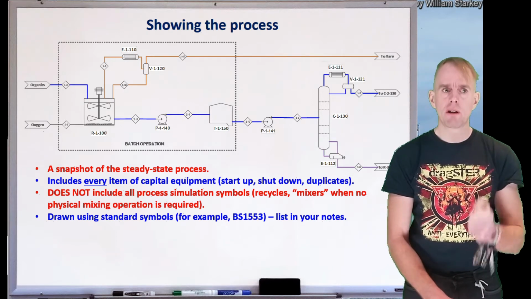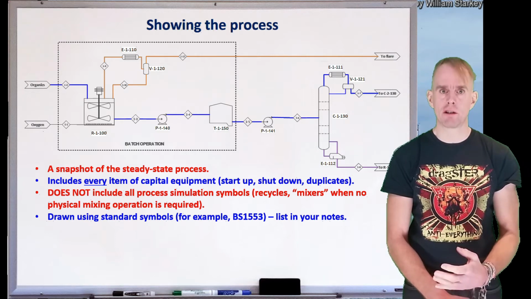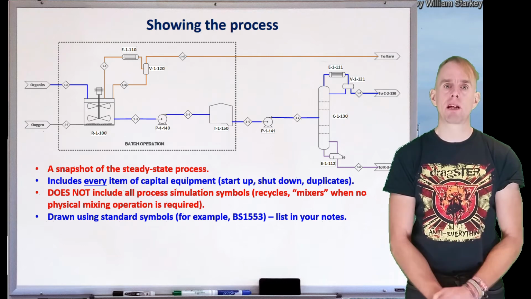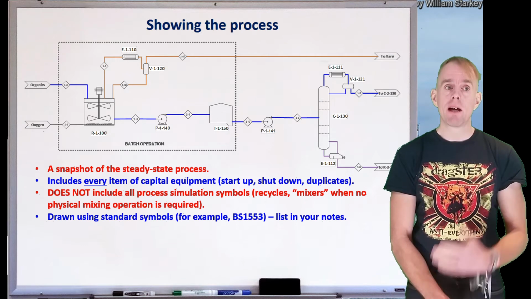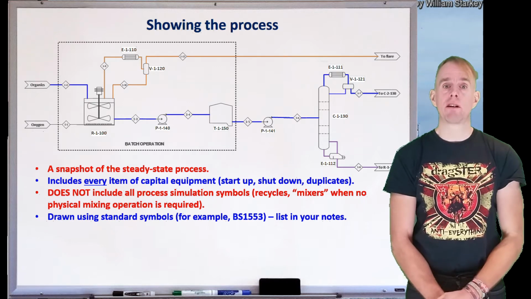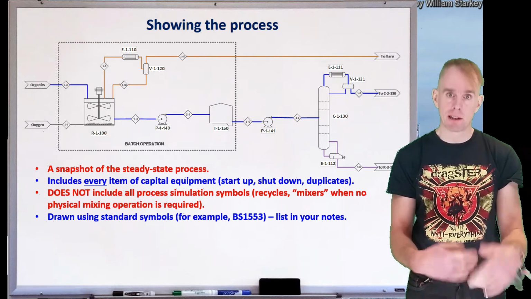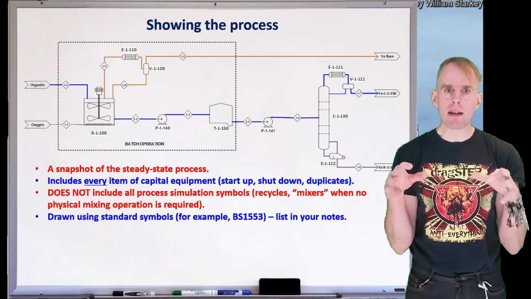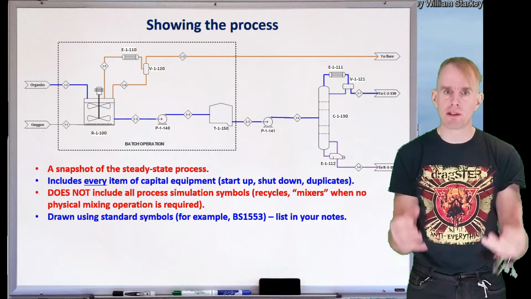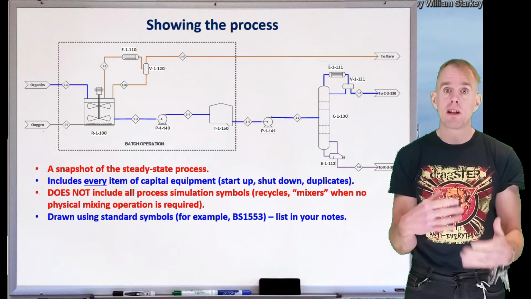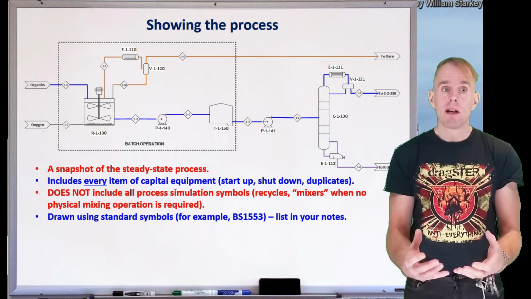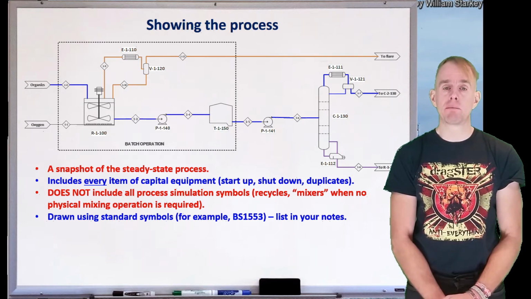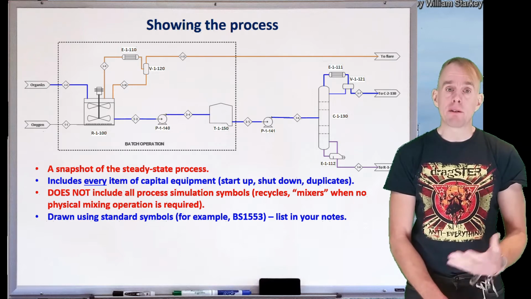Now, if you take those two first sentences, it looks like a contradiction in terms. However, it's not, because the snapshot of the steady state process, which is reflected in the stream table data that we'll discuss in a few slides' time, has those startup and shutdown items basically having zero flow, if that is the relevant condition for them. So the snapshot of the steady state process can include those items of equipment that aren't used at the steady state, but they're designated as being shown as not being used for the steady state. Now, the reason why all equipment is included is because the process flow diagram can be a very useful document to aid, for example, accounting.